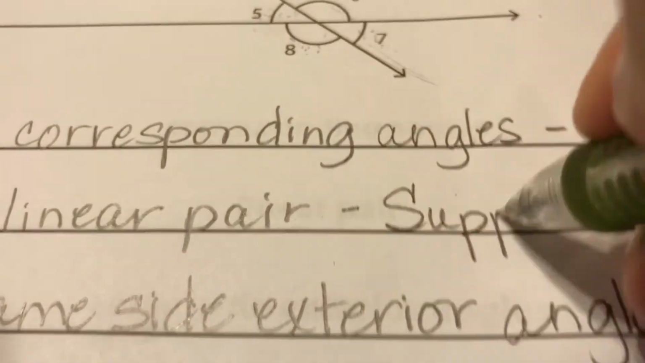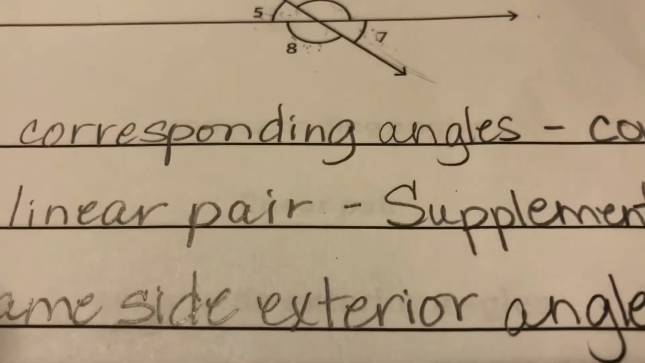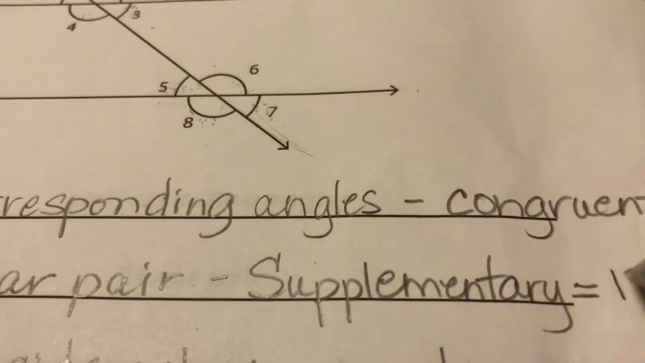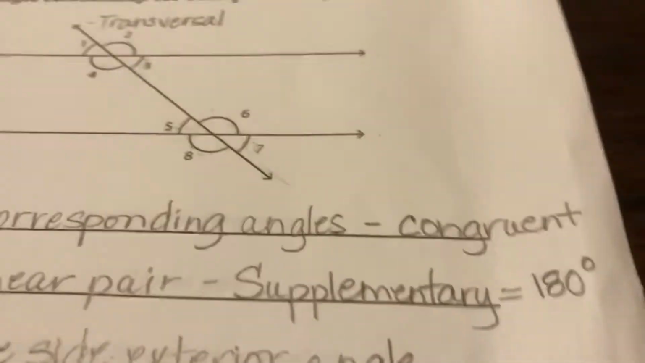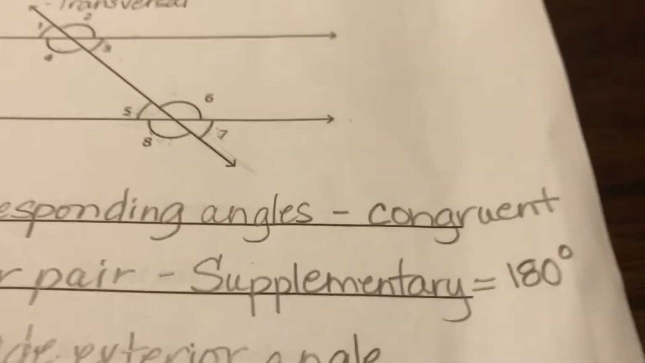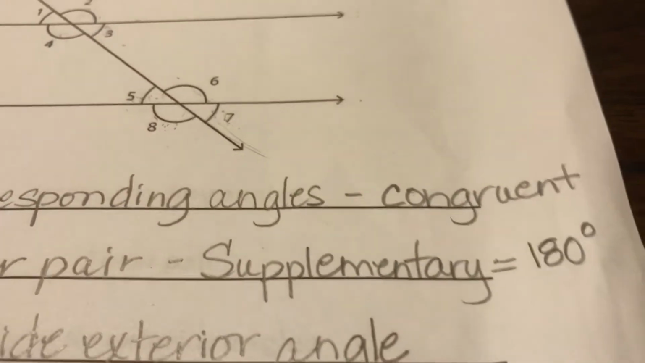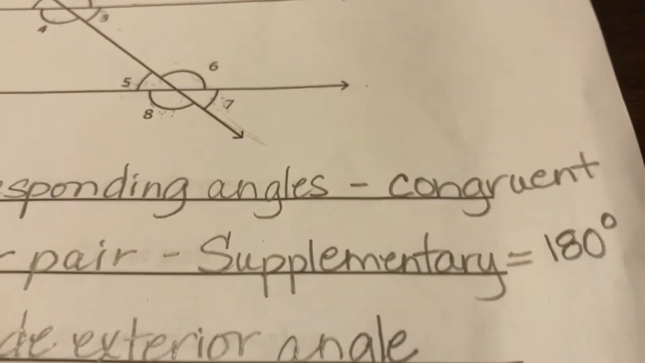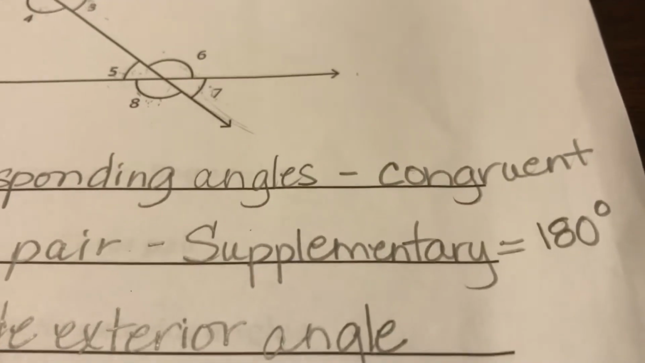And remember, if they're supplementary, that means that they equal 180 degrees. And we know that a straight line measures 180 degrees. And going back to complementary equals 90 degrees. The way that I keep them straight is C comes before S, and 90 comes before 180. So I remember C goes with 90, S goes with 180. So that linear pair, they're supplementary. If you add them together, you're going to get 180.